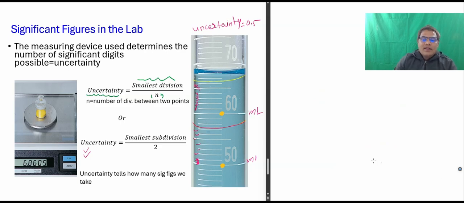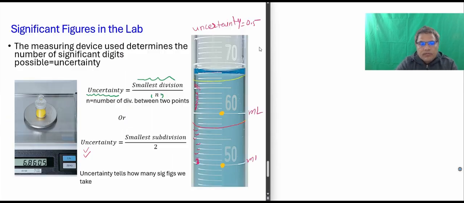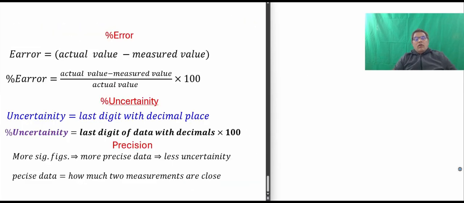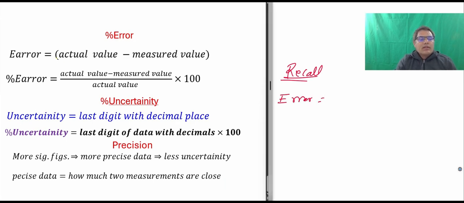And finally, let me revise those things. This is what we just did, and error. Now let's recall error again. Error means actual value minus measured value. And the percentage error means error divided by actual value times 100: actual value minus measured value, divided by actual value, times 100. That is the percentage error.